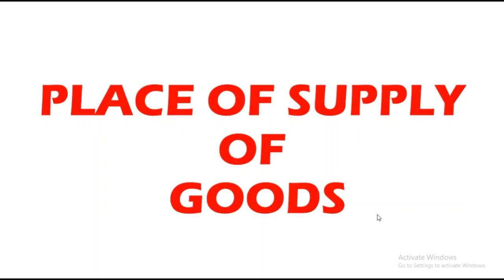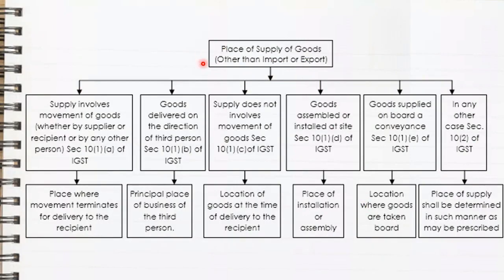Now, the place of supply topic will be divided into two parts. The very first part will be based on place of supply of goods, and the second one will be based on place of supply of services. So first, let us see what the various rules are regarding place of supply of goods. Now, under place of supply, there are basically five rules which you have to remember very well.